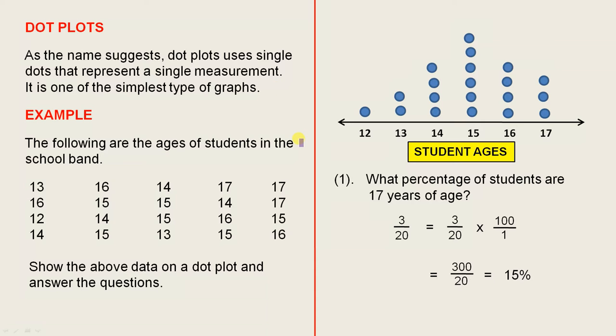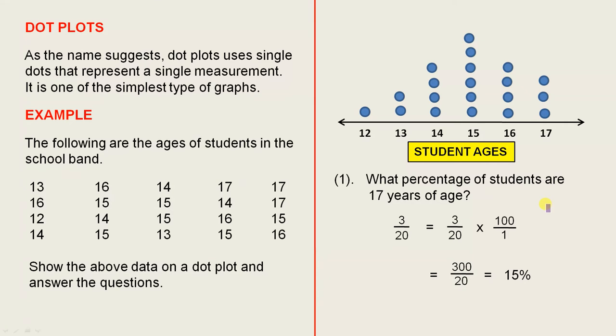Here's an example. The following are ages of students in the school band. So altogether we have 20 students, and these are their ages. Show the above data on a dot plot and answer the questions. So here we are. Basically, when you explore the data, the number of 12-year-olds, we have 1, because that would have 1 dot. The number of 13-year-olds in the band, 2, because we have 2 dots, and so on. And they are the student ages here on this horizontal line.